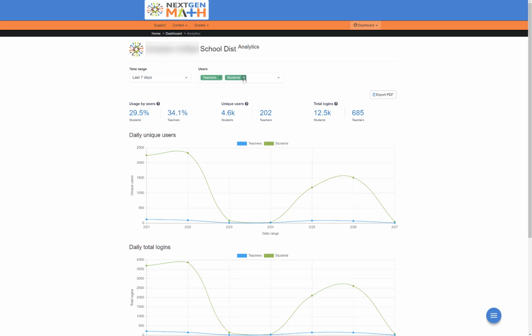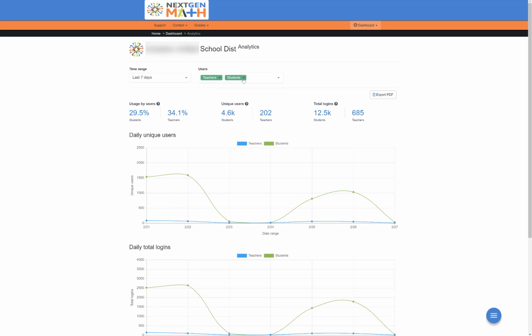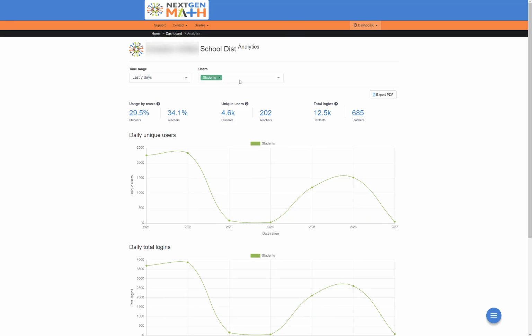If I turn off students by clicking on the X, I only see teacher data, and that's the blue line. If I turn student data back on, we see both green and blue. If I turn teacher data off, I only see student data, which is green. But let's turn teacher data back on.